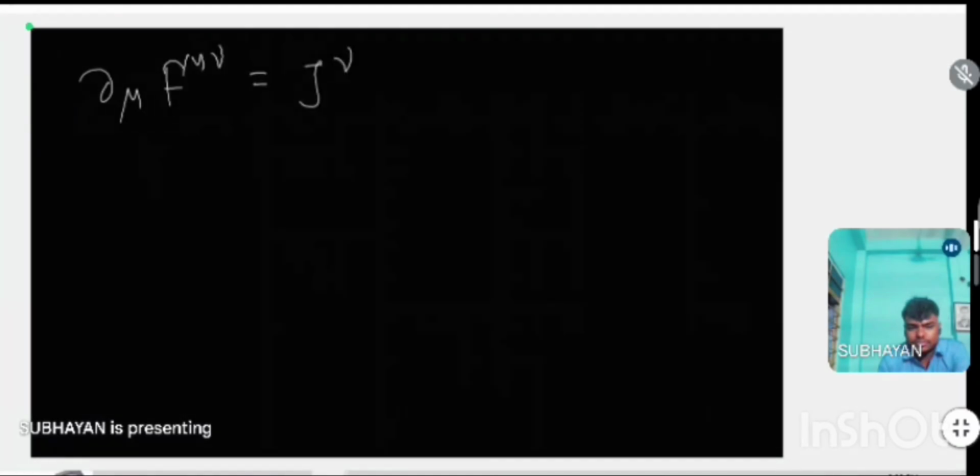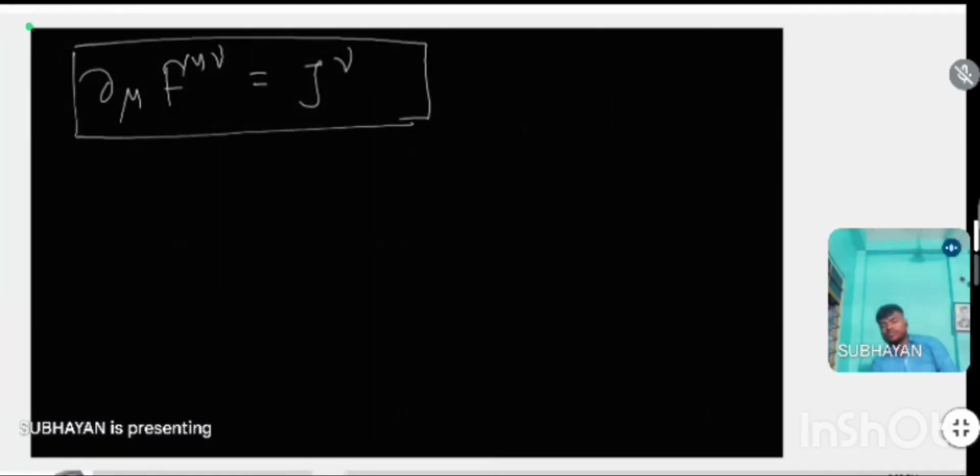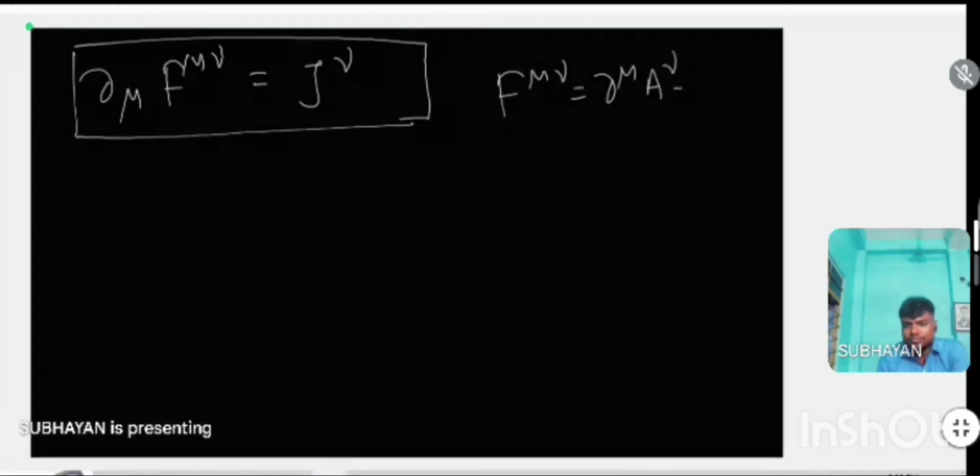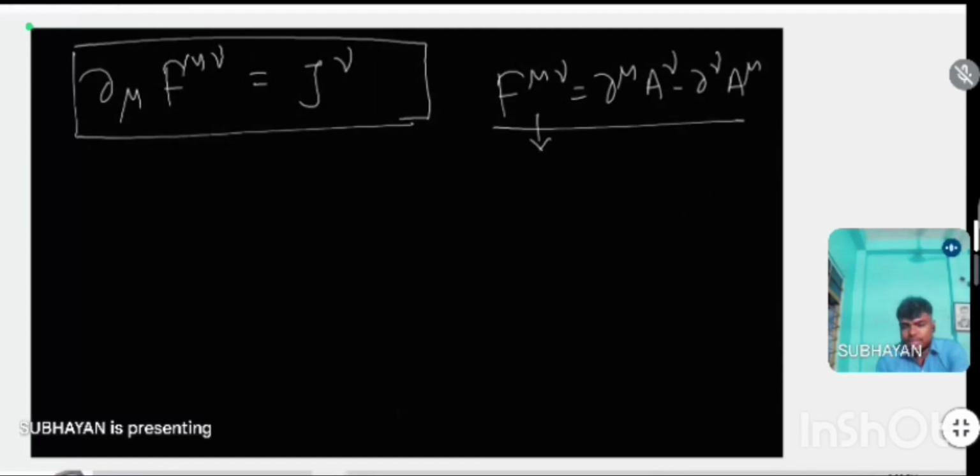And the Maxwell equation can be written that way: del mu F mu nu equal to J nu, the contravariant form of Maxwell equation. And F mu nu equal to del mu A nu minus del nu A mu. And this F mu nu is known as the field tensor. Okay.